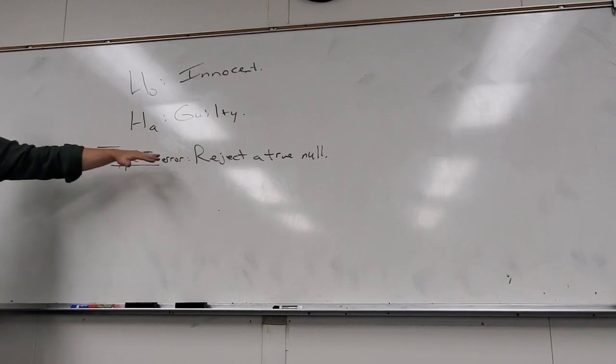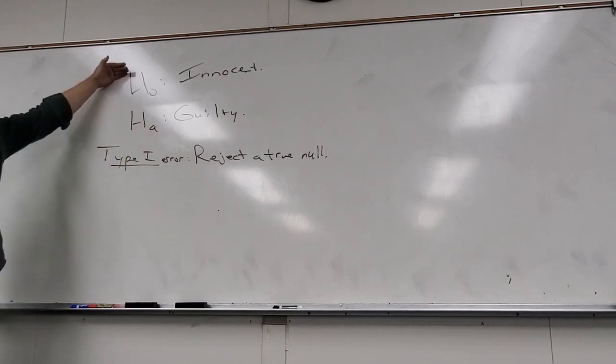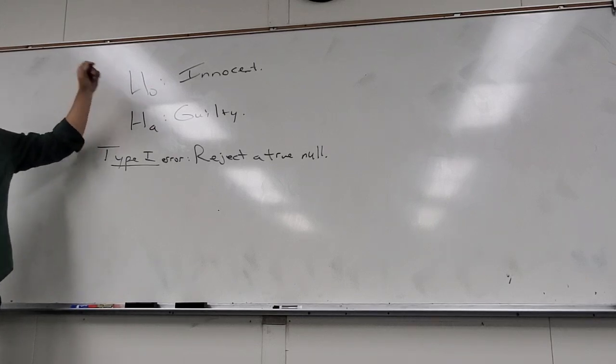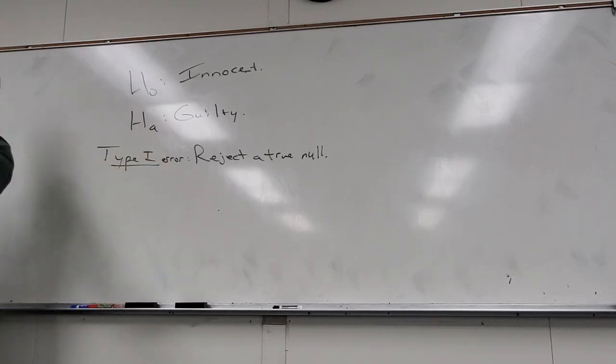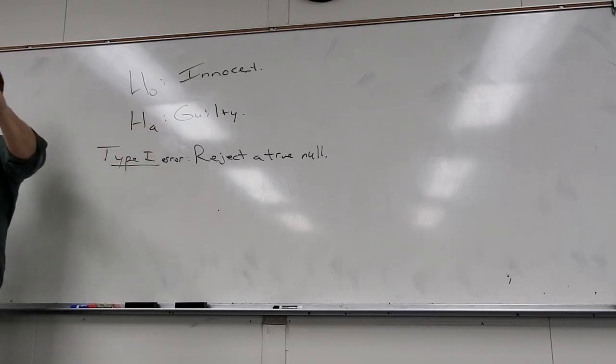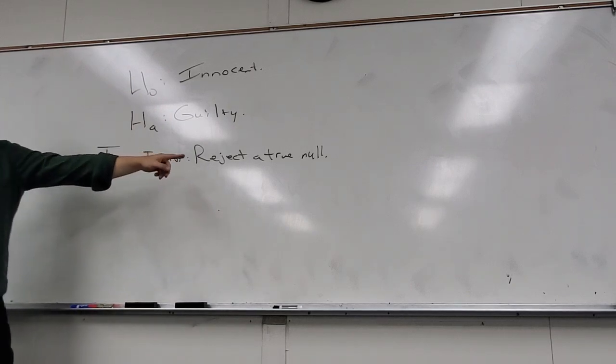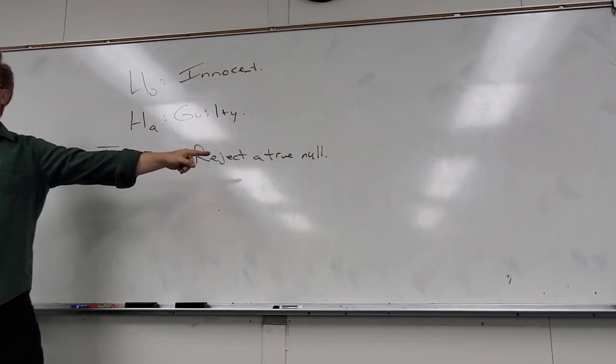So what does this mean? What's the truth? If I made a type 1 error, if we go through this trial and we ended up making a type 1 error, what actually happened? So in a type 1 error, what is the truth? Which one of these is actually true in a type 1 error? It tells you. What's true?